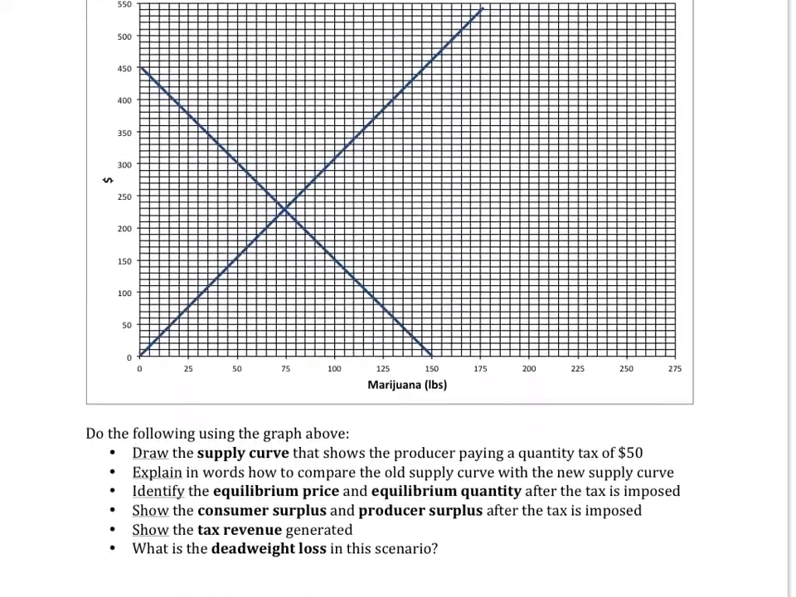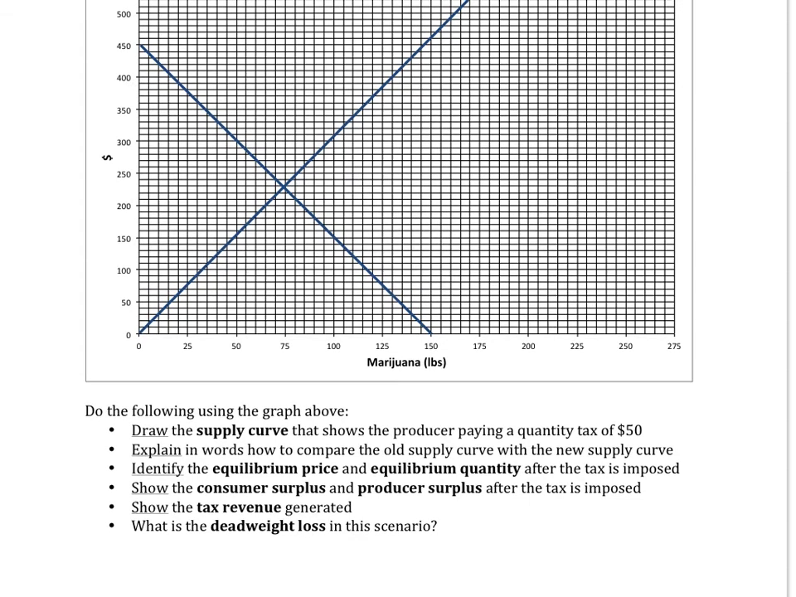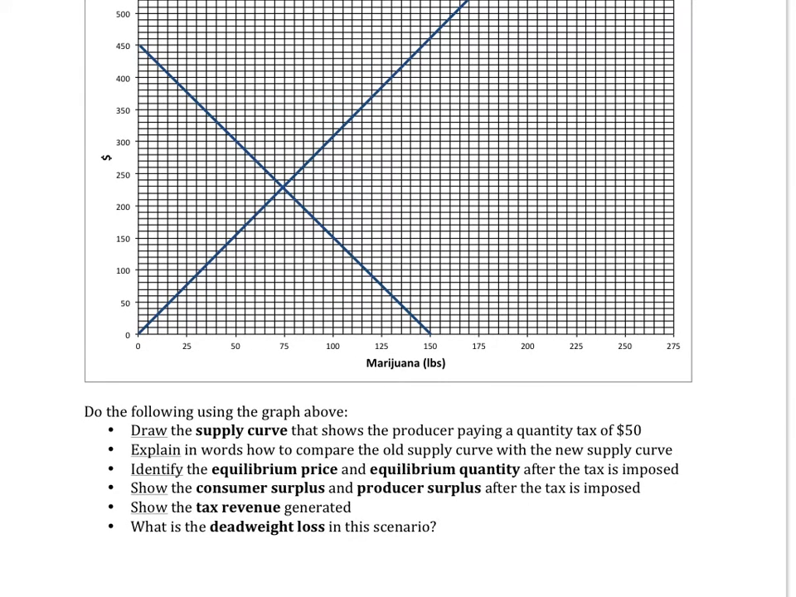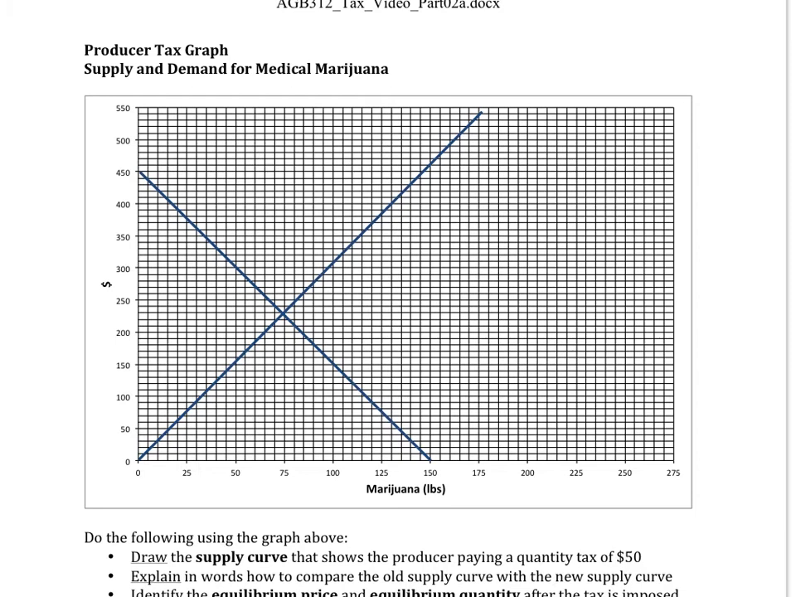Again, we have the same basic supply and demand graph for medical marijuana. I'm asking you to draw the supply curve that shows the producer paying a quantity tax of $50, and then talk about how to compare the old supply curve with the new supply curve. Once with the new tax, what's the equilibrium price and quantity, consumer and producer surplus, tax revenue, and discuss the deadweight loss. So I'm going to walk you through this and explain things as we're going along.